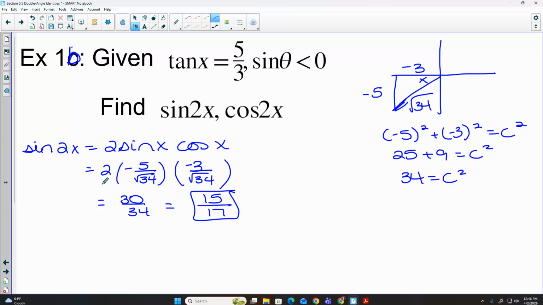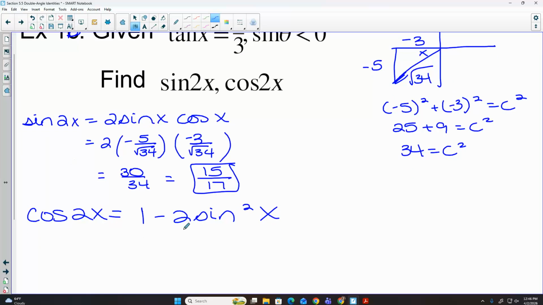All right. Cosine. Three formula options. Does not matter which one I pick. Give me one. Which one do you want me to use? Same one I did last time? 1 minus 2 sine squared, sine is opposite over hypotenuse, so -5 over radical 34, squared.